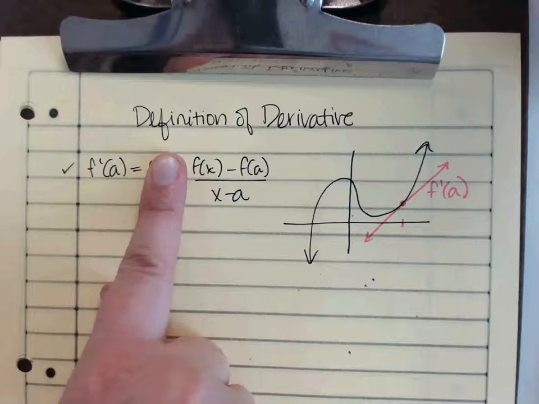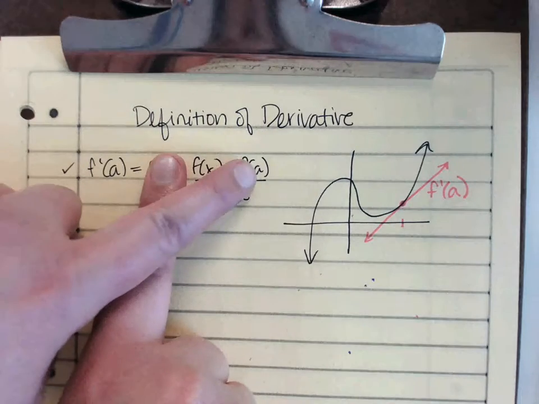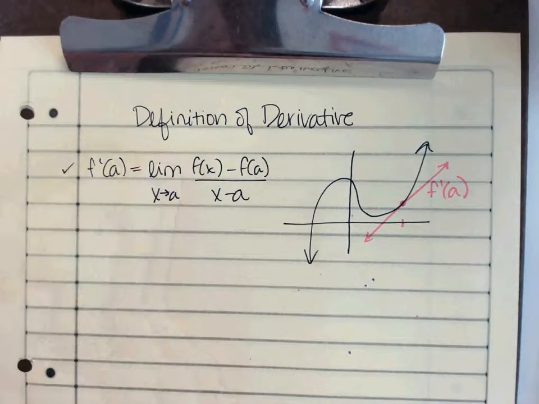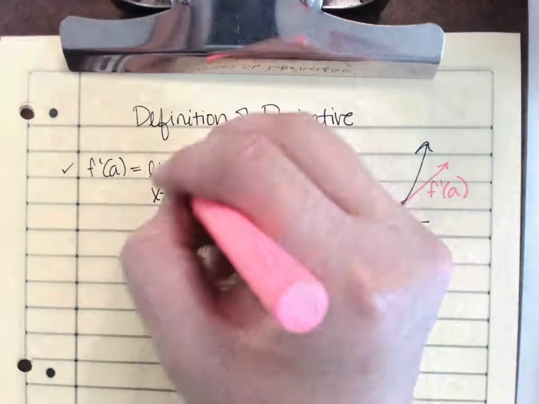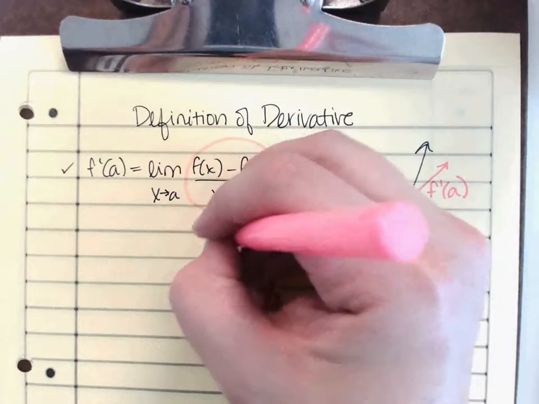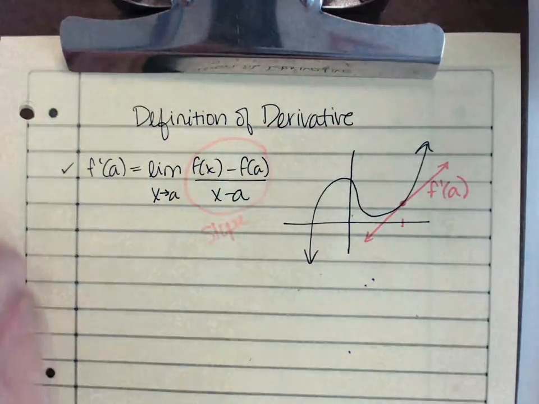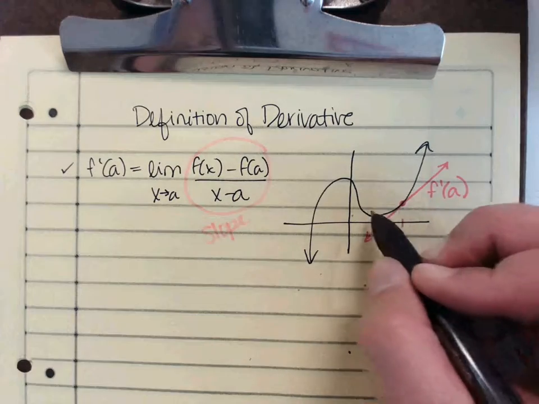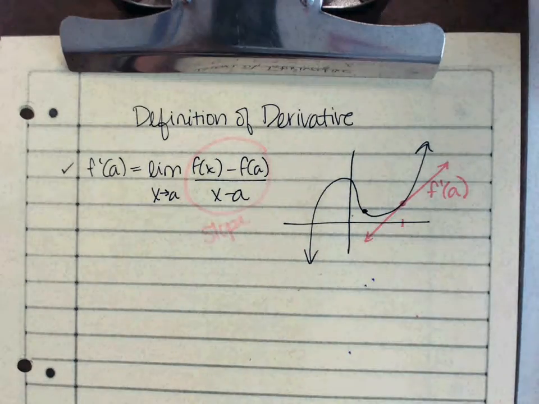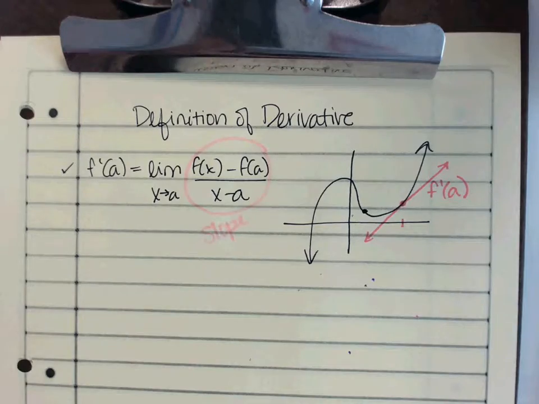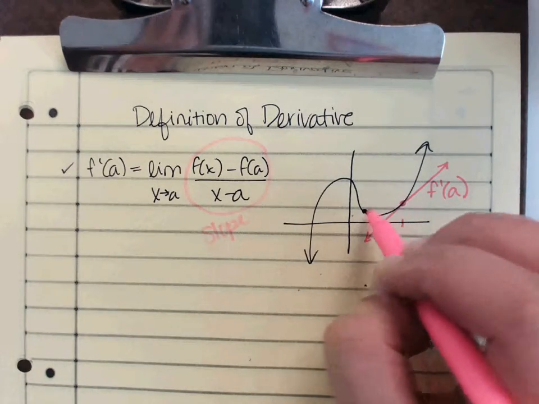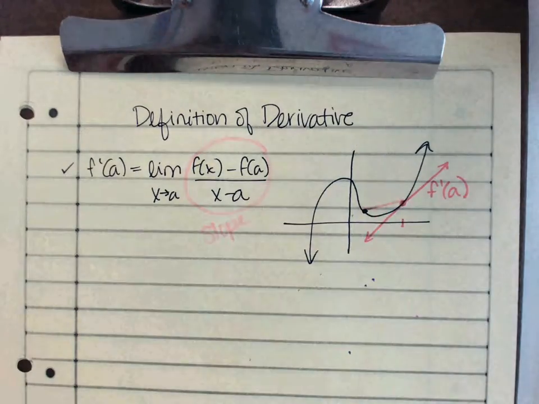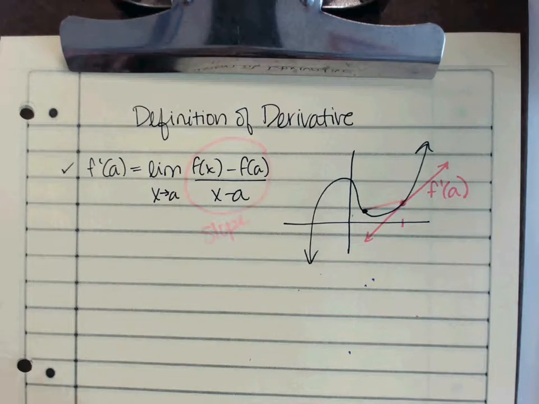Slope. y2 minus y1 over x2 minus x1. So this right here, this is just slope. So I'm going to put my x point way over here, and I'm going to draw the slope between those points. So if I move my x to over here, how good of a prediction is that secant line for the actual slope that I want right here?